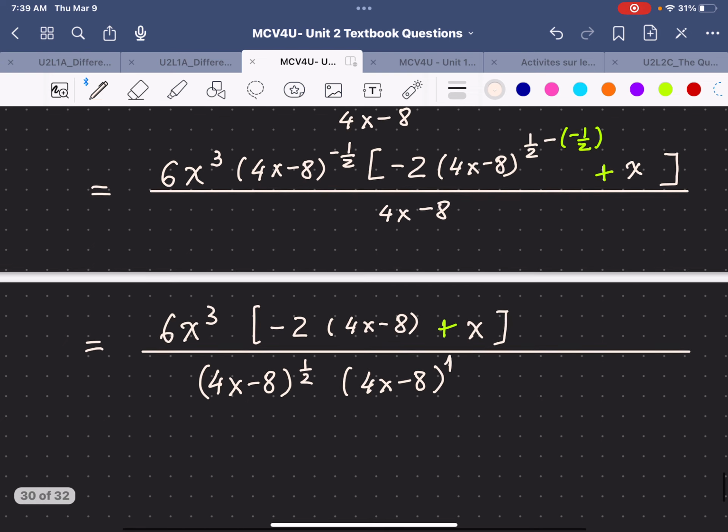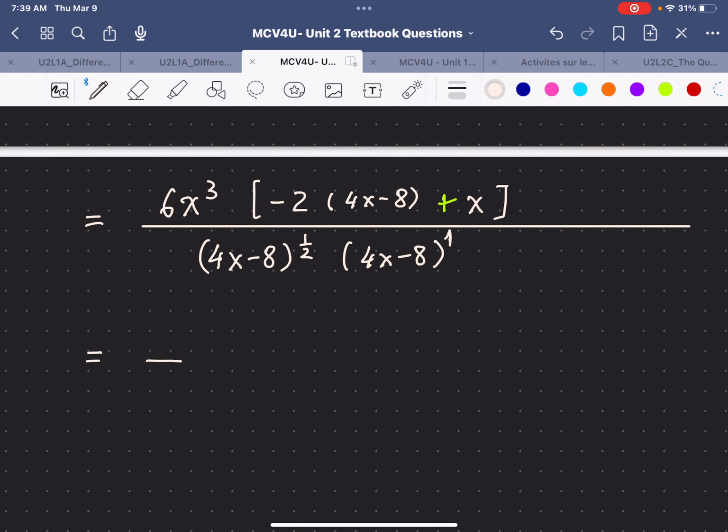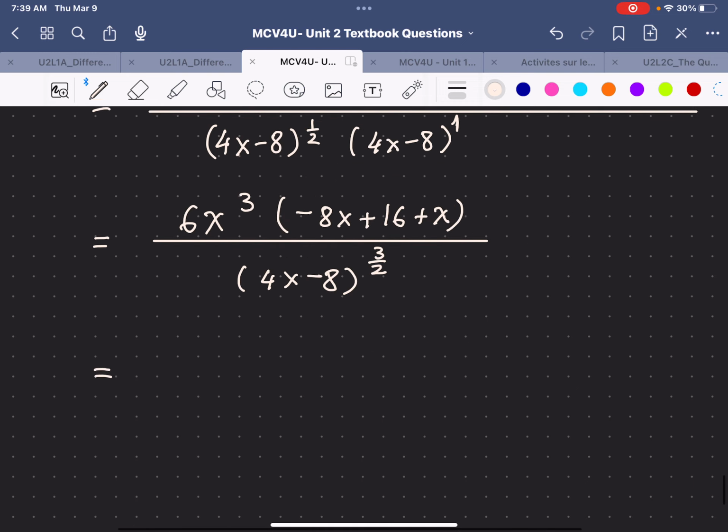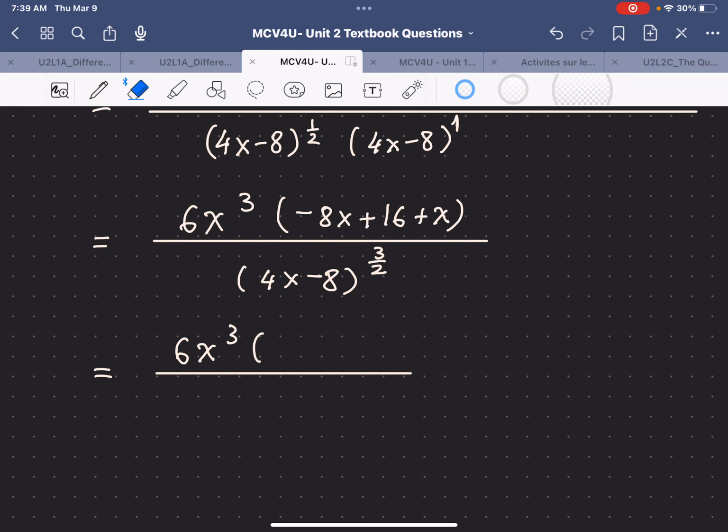All right, so one last step, I guess. So we have in the denominator combining the two powers of 4x minus 8. So we're adding 1 over 2 with 1. So that's 1.5 or 3 over 2. And the numerator will have 6x cubed. In brackets, we'll have negative 8x plus 16 plus x. It seems that we're going to need an extra step in here. So obviously you can do this faster. I'm just trying to show every single step and how we go around this.